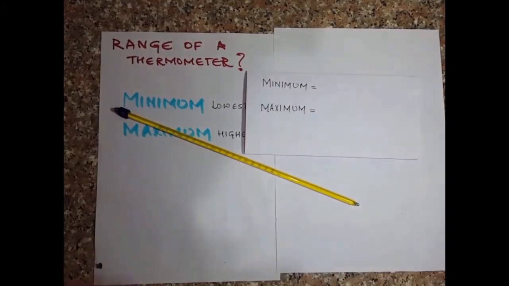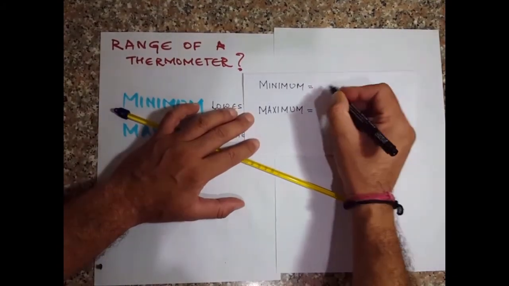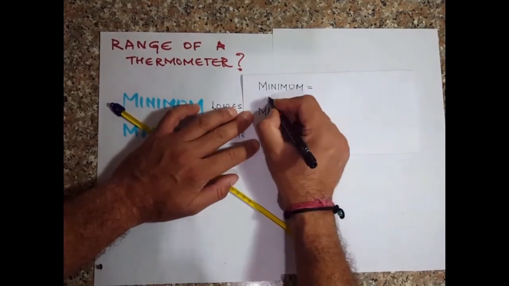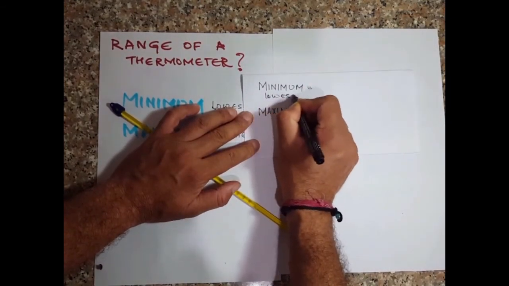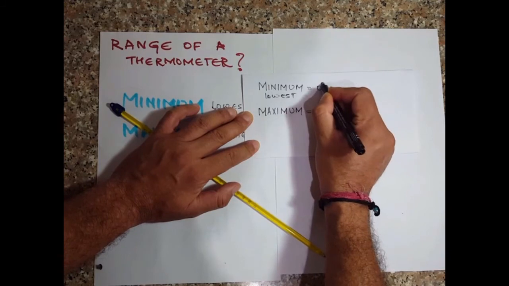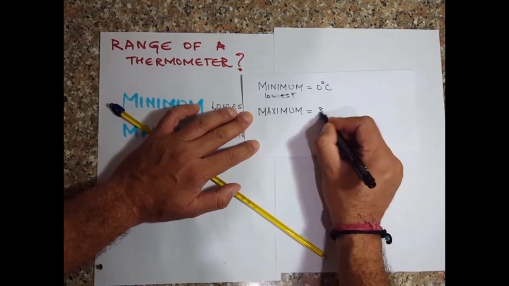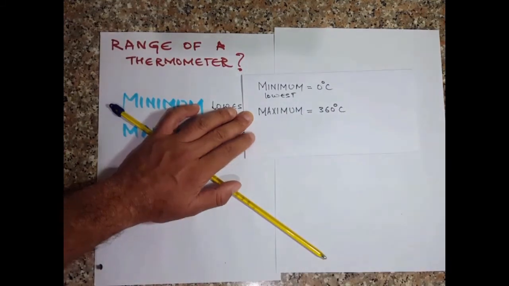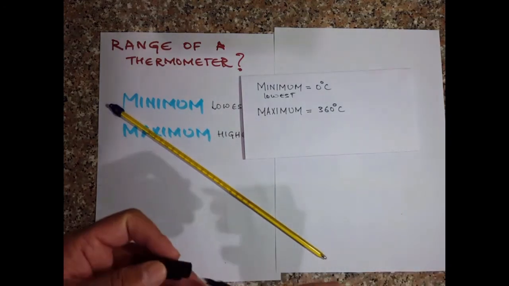And I'm going to use my paper, and with a marker, let's just write down. So the lowest value or the minimum that this thermometer can measure is 0 degrees Celsius, and the maximum is 360 degrees Celsius. Now, I hope you have understood this second example.